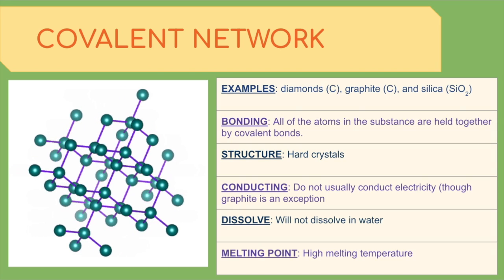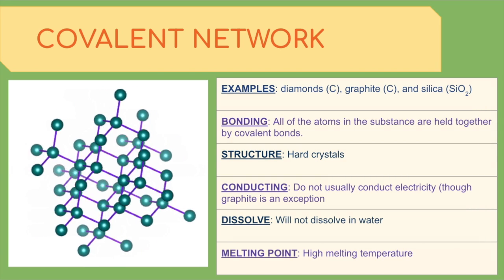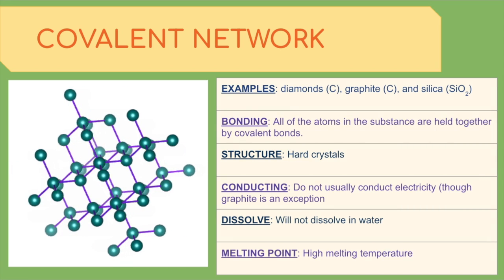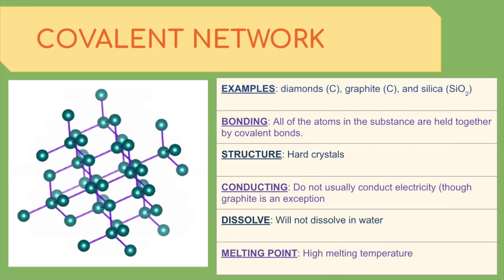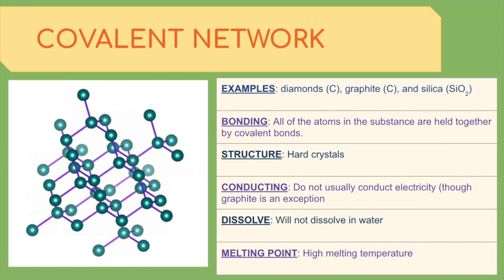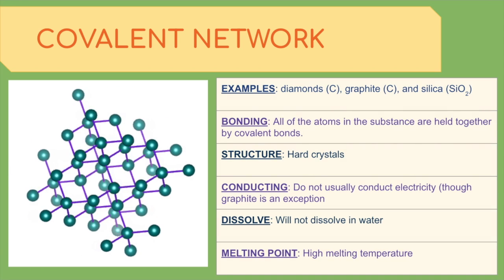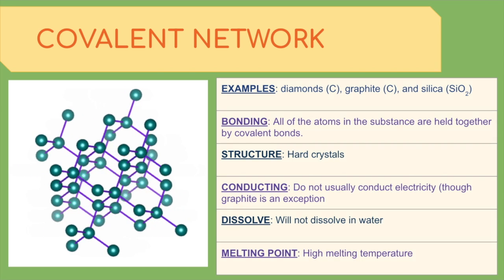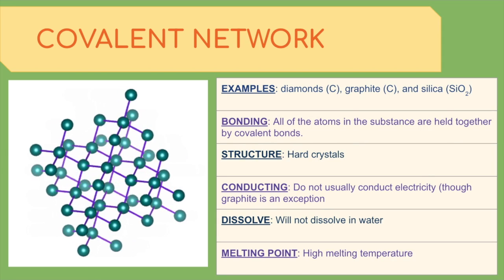Okay, it does not usually conduct electricity, though graphite can. And then it will not dissolve in water, and it actually has a very high melting temperature. Okay, and so a key reason why it has a high melting temperature is due to the structure. Because these bonds are very sturdy, it holds together the substance longer, keeping it in that solid state longer.